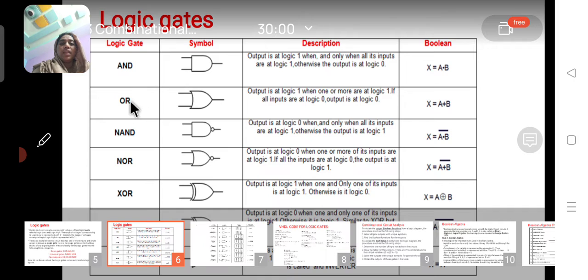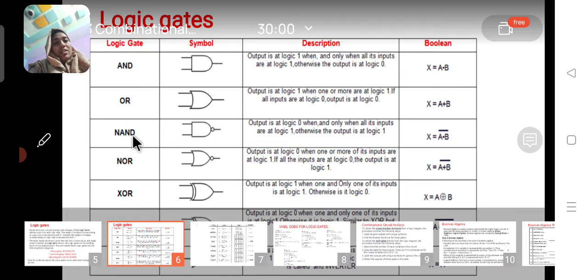The next gate is the OR gate. This is the logic symbol of the OR gate. The output is logic 1 when any one of the inputs is 1. The output is 0 when all the inputs are 0. The output equation for the OR gate is x equals a plus b. This is the plus symbol. If any one of the inputs is 1, then the output is 1.